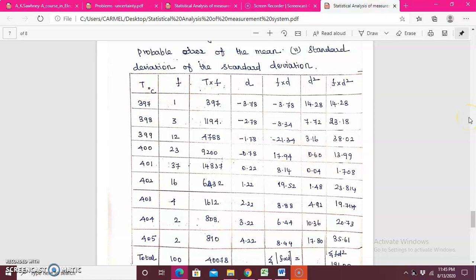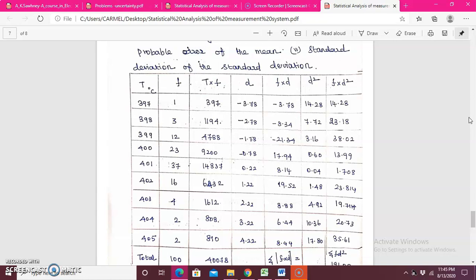So T into F, for the first value 397 into 1, you will have 397. Likewise, we have to multiply each temperature with the frequency of occurrence. After multiplying, you have to calculate the total, that means summation value. So for frequency of occurrence, the total value is 100. Multiplication of T into F, you will have 40078.